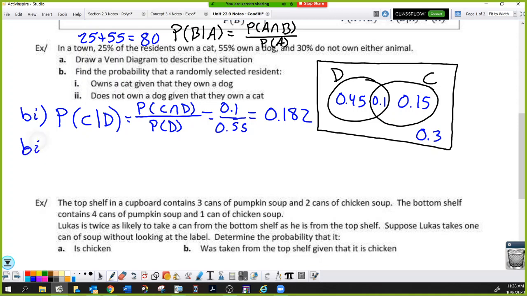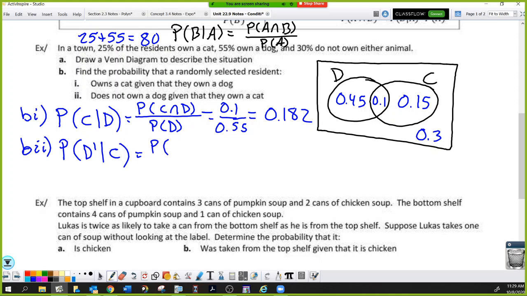B2. Find the probability that a randomly selected resident does not own a dog. Probability of not dog, given that they own a cat. So probability of not dog, given that they own a cat. Now it would be very easy to just look over there and see the answer. But I want to show that the formula works.